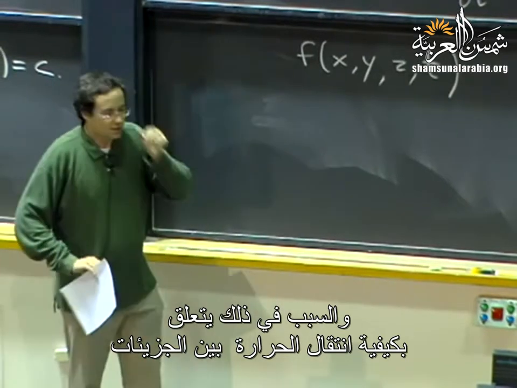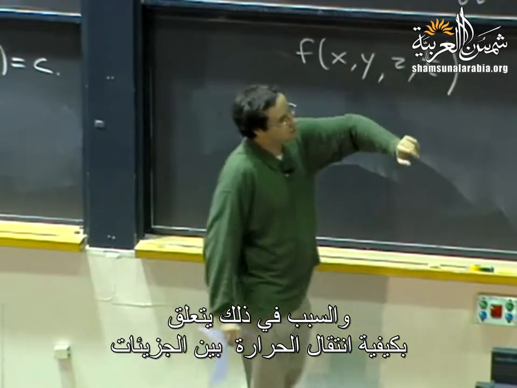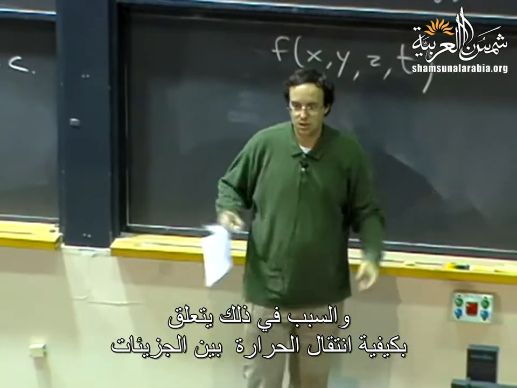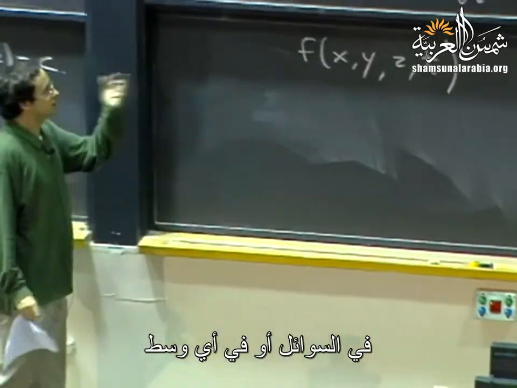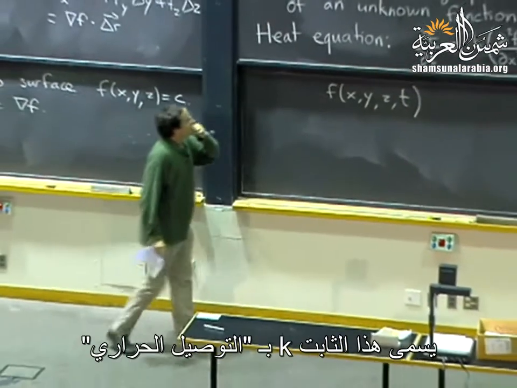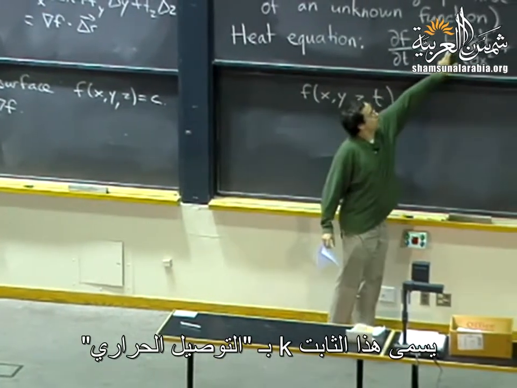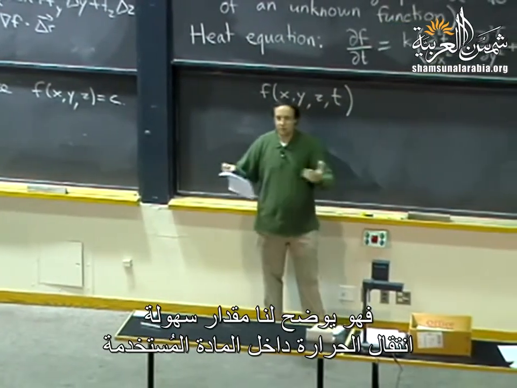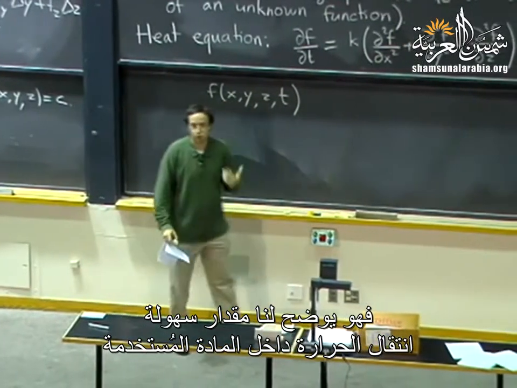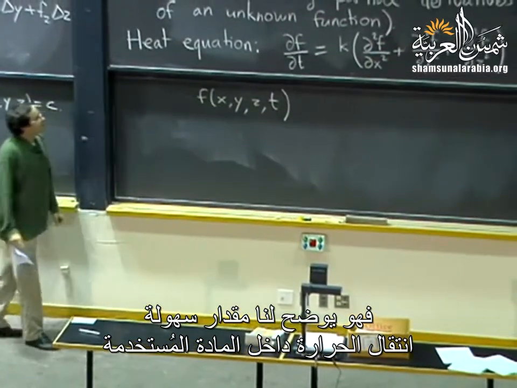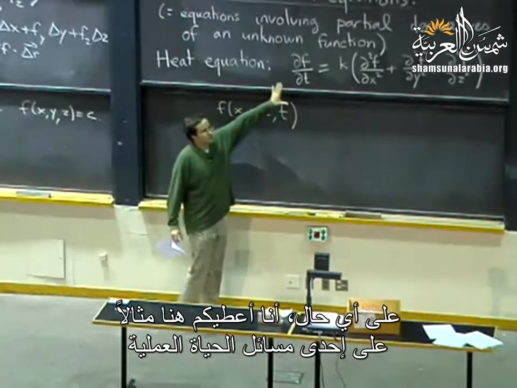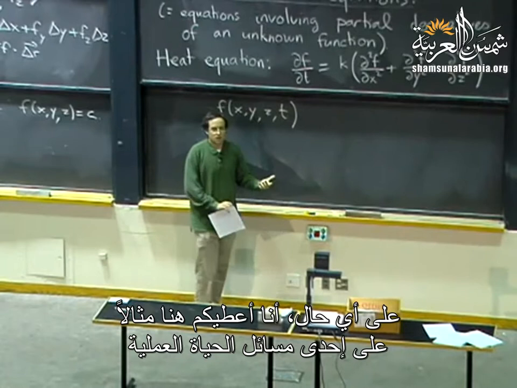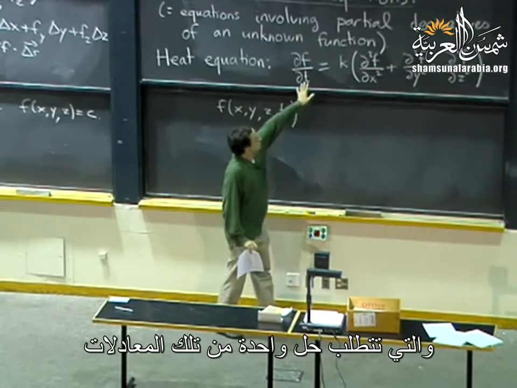The reason for that is basically the physics of how heat is transported between particles in a fluid, or in any medium. But this constant K is called the heat conductivity. It tells you how well the heat flows through the material that you're looking at. So anyway, I'm giving it to you just to show you an example of a real-life problem where you have to solve one of these things.